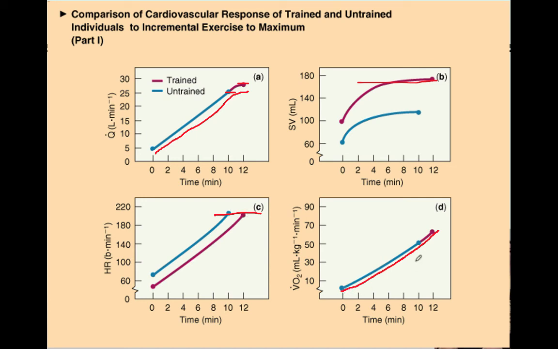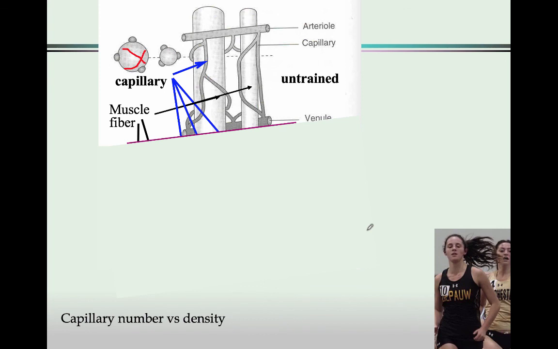And then finally, here's VO2. I want you to remember that this is incremental exercise, so it would be better if the x-axis were workload or something like that. And so, again, submaximal exercise VO2 will be a little bit lower because the person has improved their efficiency, a bit more efficient now.